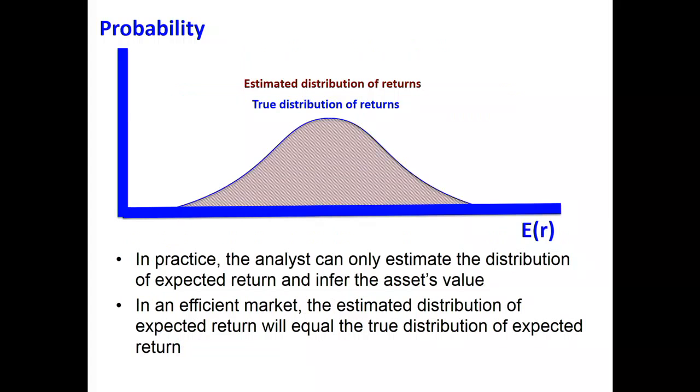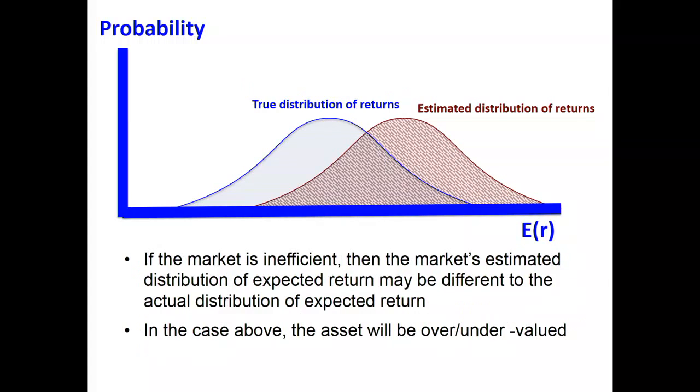What we're doing here is, you can't predict for sure, but you can have an estimate of the probability distribution. Here are the expected returns increasing, and here's the probability. A lot of the time it'll be normally distributed; that's the assumption we make. In an efficient market, the estimated distribution of returns will equal the true distribution. But if there's an inefficient market, there'll be something different.